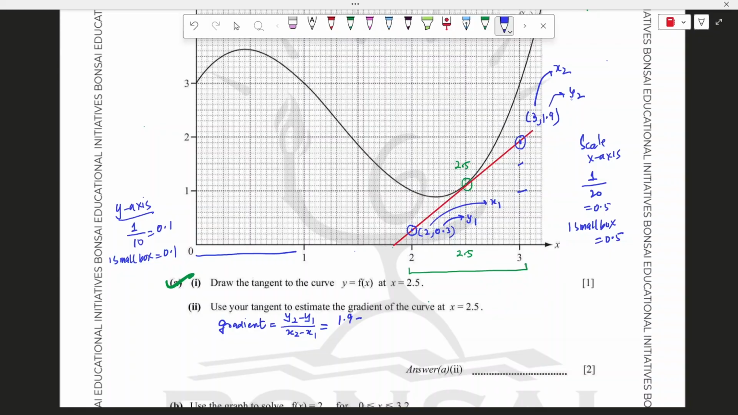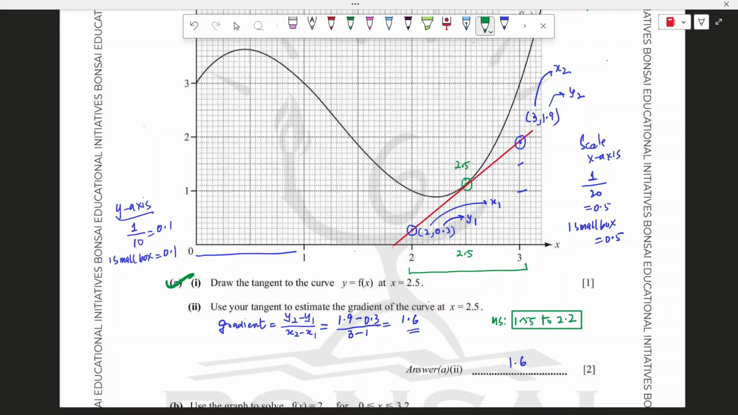So y2 minus y1 is 1.9 minus 0.3, and on the other hand, x is 3 minus 2, so hence the answer is 1.6. So the gradient is going to be 1.6. When you are estimating the gradient in these kinds of problems, there is a range of answers. The marking scheme gives us the range from 1.55 to 2.2. So your answer can be anything between these two, and all will be accepted.